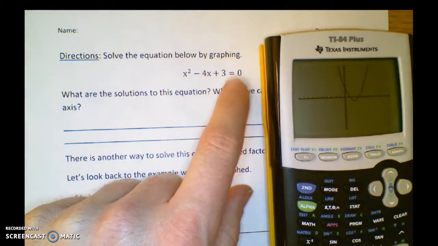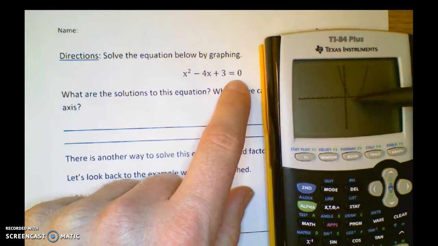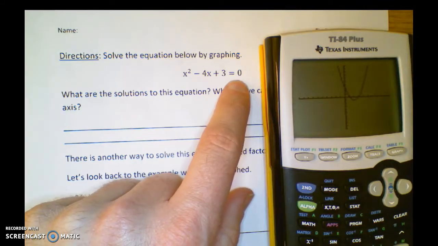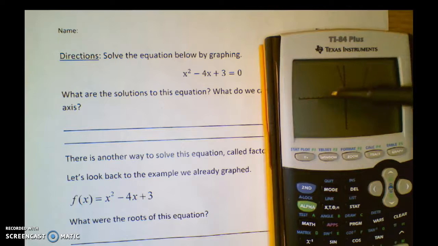And why is it the x-axis? Because that's where y equals 0. So if you typed in y equals 0, this would be the line you would get. But we can't see it on the calculator because the calculator is just tracing over the x-axis. So the intersection, this time, we're just looking where does the graph cross the x-axis.